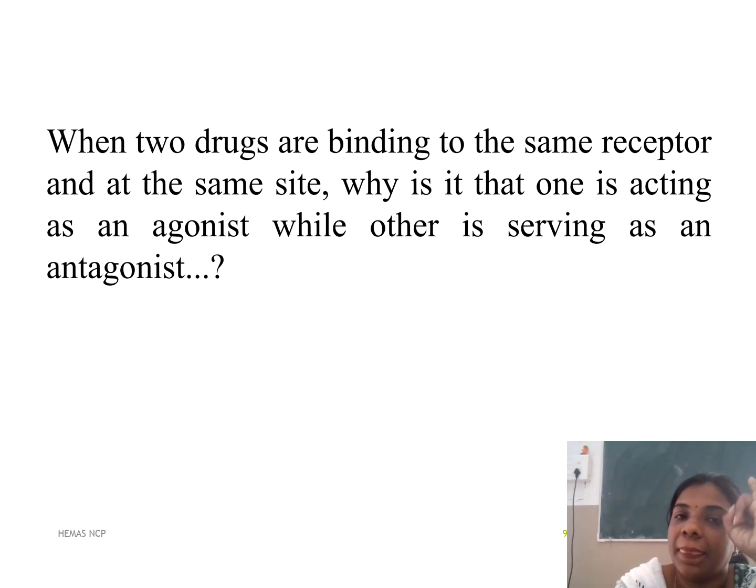For example, beta adrenoreceptors. An agonist is salbutamol. This salbutamol will bind to the beta 2 receptor and activate it. So what happens? Bronchodilation occurs. An antagonist is propranolol, which will bind the same receptor and block adrenaline or salbutamol.